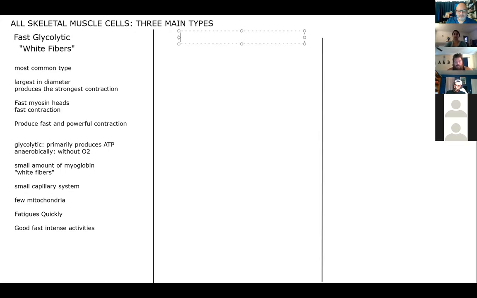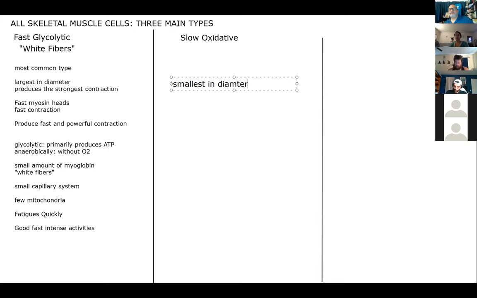is slow oxidative. The slow oxidative, let's see if we can line this up, are the smallest in diameter. And what does that tell us? Produces a small contraction. There you go, exactly. Relatively weak contraction, or the weakest contraction of all the types.